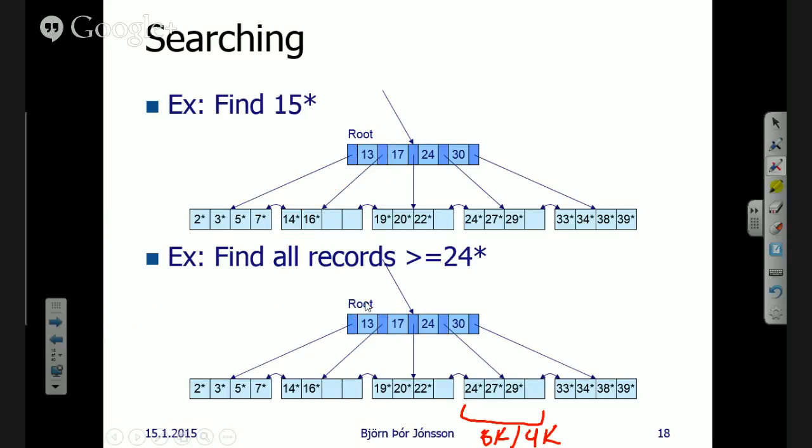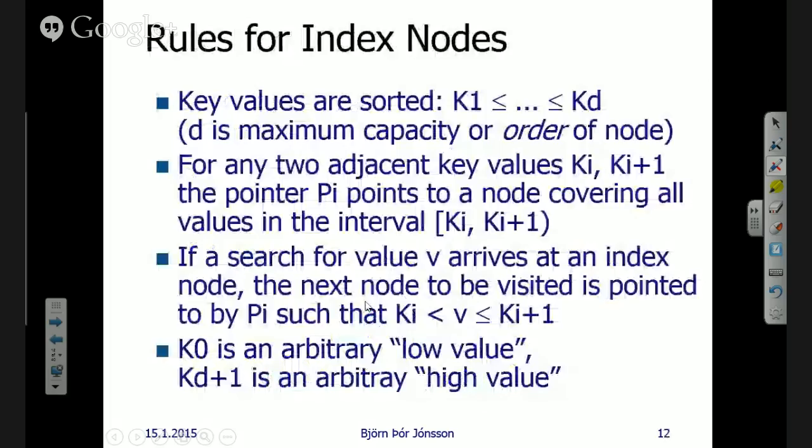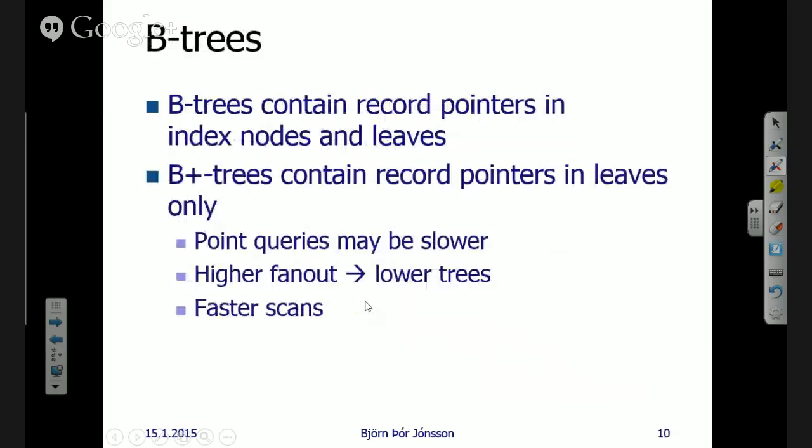Okay, so which slides did I skip? Let's see if there was anything good in them. Again, I mentioned this, B trees contain record pointers in the index node to leaf. B plus trees only in the leaves. Means that you have to go to the bottom to find something. It means you have higher fan out, because there's no data in the nodes. So you get lower trees, and scans are fast.